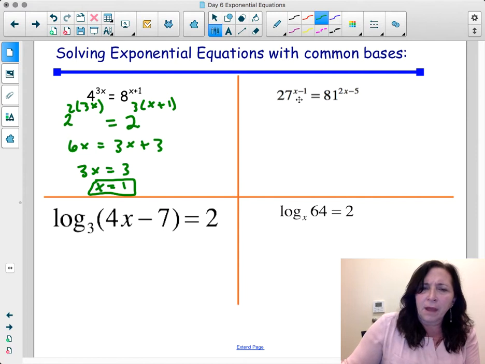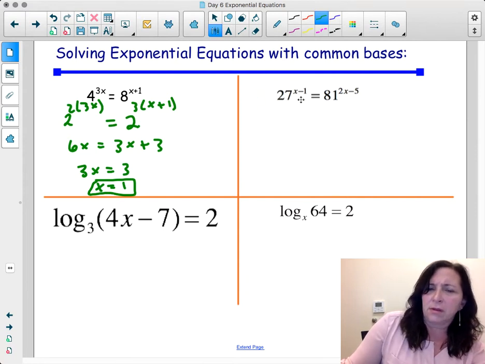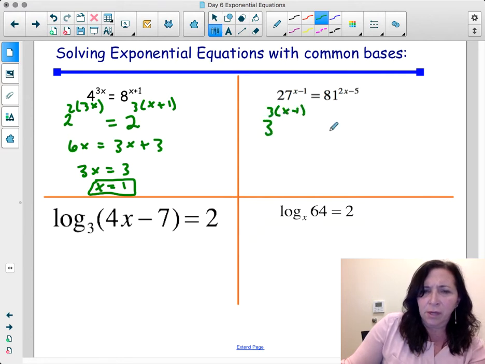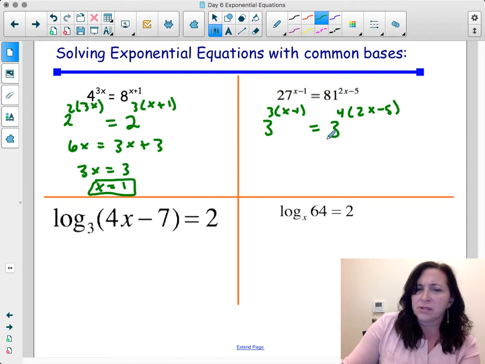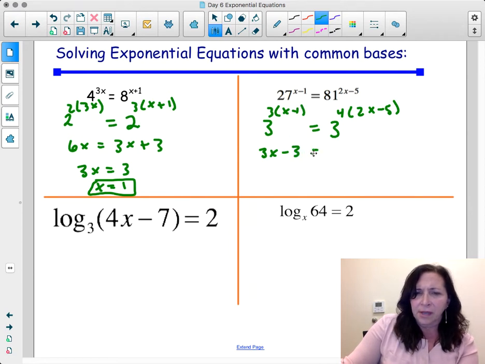For this problem, I'm going to reduce with 3s. So I'm going to have 3 to the 3rd power to the x minus 1 is equal to 3 to the 4th power, that's your 81, to the 2x minus 5. Bases are the same. I can set my exponents equal to each other. I'm going to distribute. I get 3x minus 3 is equal to 8x minus 20. And I'm going to subtract 3x. I'm going to get 5x here. I'm going to add 20. I'm going to get 17. I get x is equal to 17 divided by 5. Box that up.